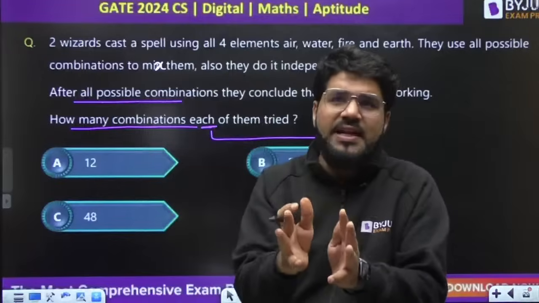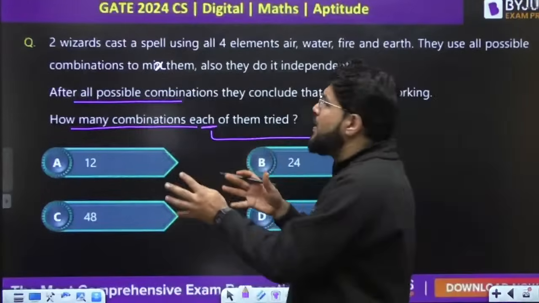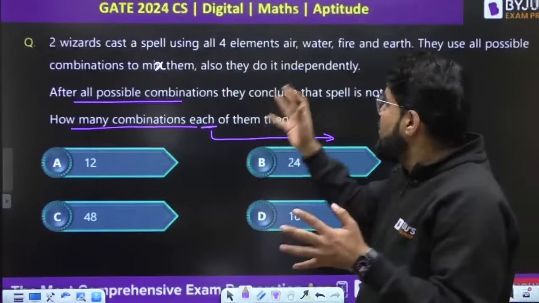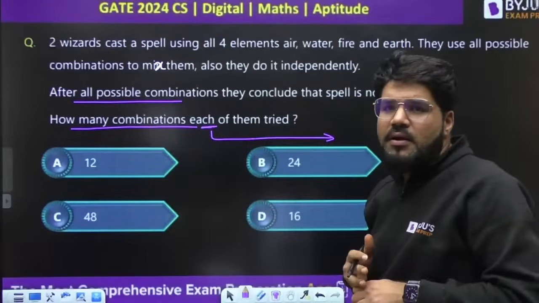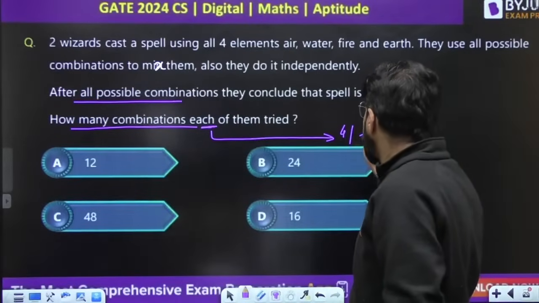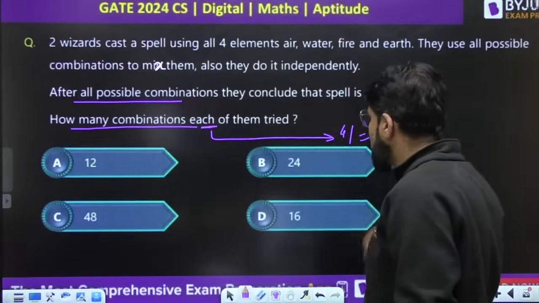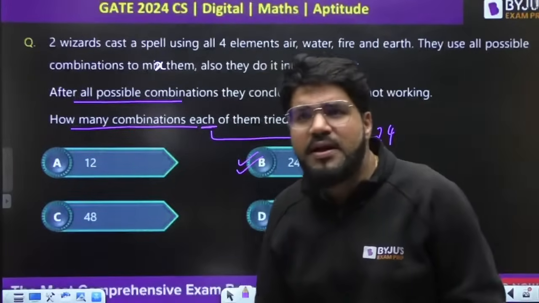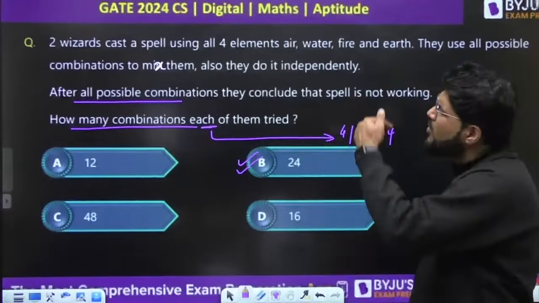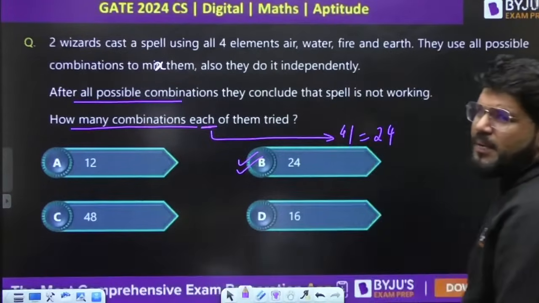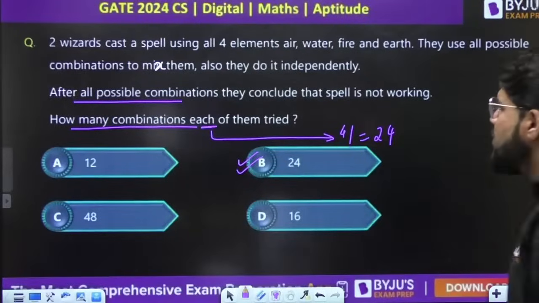Think if there is a single wizard and he has to form a spell using 4 elements. How many combinations of the 4 elements can you make? It's a basic question. 4 factorial. So the answer is 24. How many combinations did each of them try? 24. Because we are talking about each, forget the role of the second wizard, because they did it independently. It's a 4 factorial case.